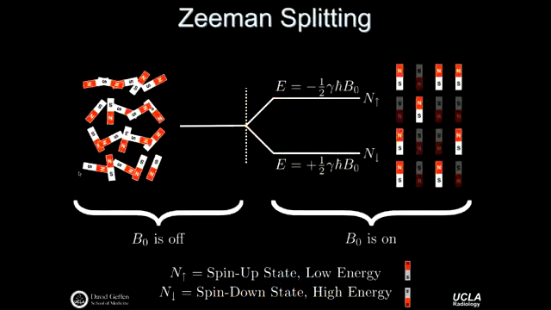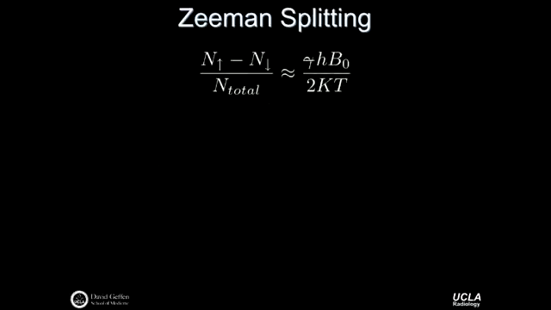Mathematically, when B0 is off, we have a bunch of possible spin orientations. And when we turn B0 on, you can occupy the so-called spin-up state, which is a low energy state, or the spin-down state, which is a slightly higher energy state. And as a consequence of this so-called Zeeman splitting phenomenon, you have almost a 50-50 split of the spin-up and spin-down state. We can look at this mathematically.